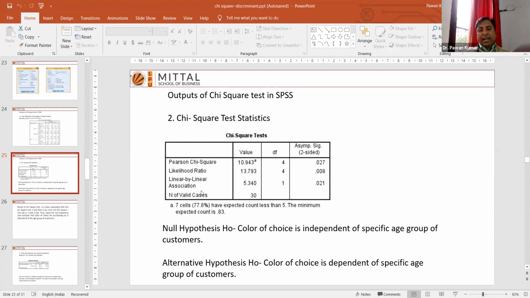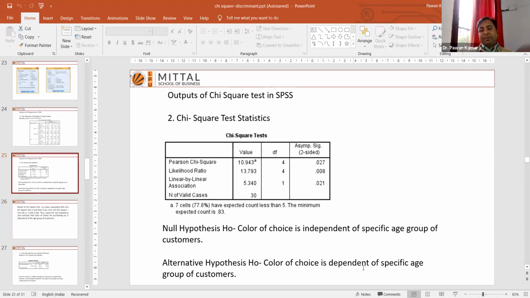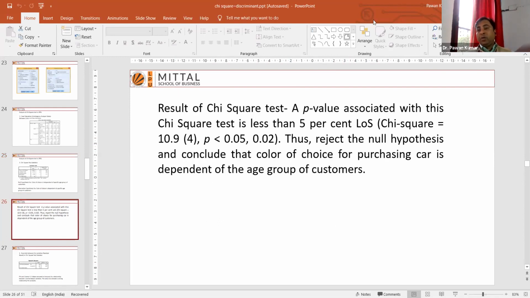So what it means is that you will reject the null hypothesis, because you know the mantra: when p is low, reject the null; when p is high, accept the null. When in this particular problem you are rejecting the null hypothesis, it means that the color of choice is dependent on the specific age group of the customer. It means there is a significant association between the color of the choice of car and the age group of the customer. Is it clear to you? Can you please write in the chat box that yes, it is clear to you?